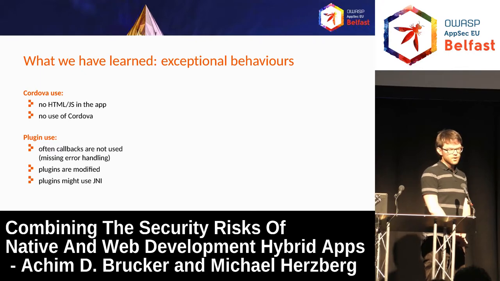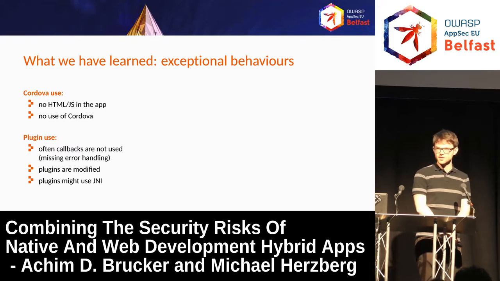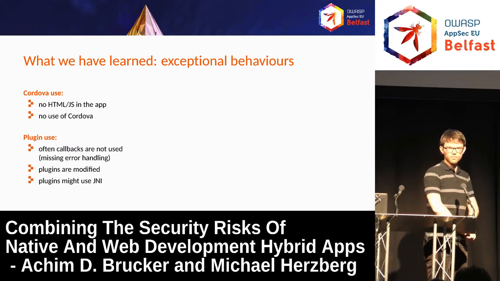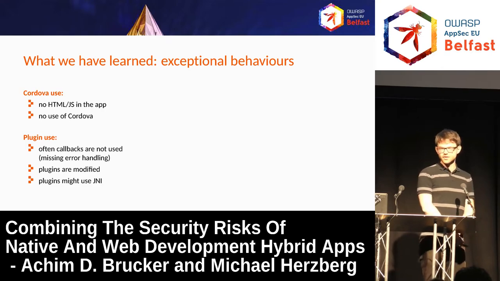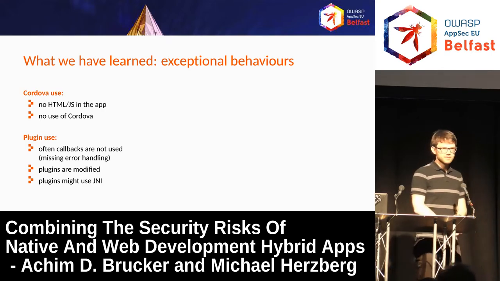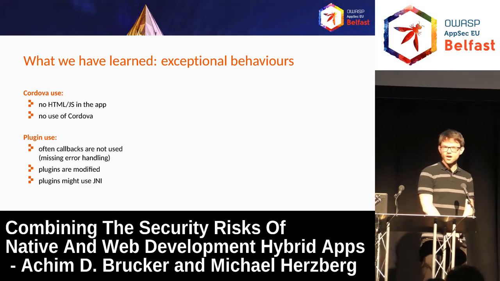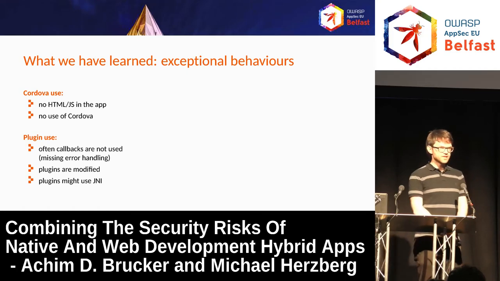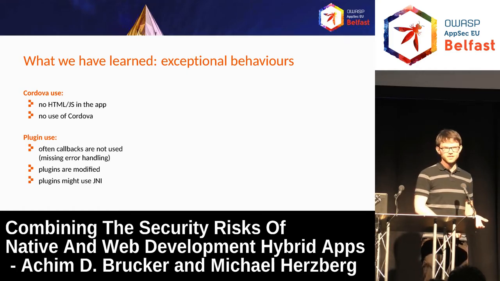We also found plugins that make heavy use of the Java Native Interface. This is the interface on the Java side that allows you to call functions from compiled C libraries. We actually found one Cordova app that, besides the JavaScript and Java part, also ships a small library written in C that provides some basic arithmetic functions, where we really were asking, is it really necessary to even include three languages in this one rather simple app?